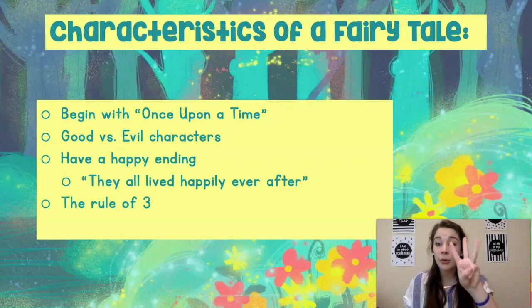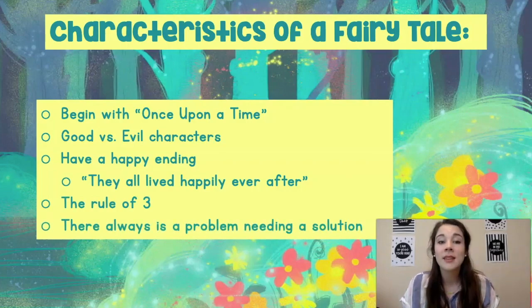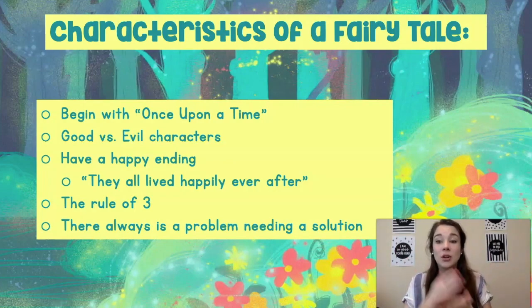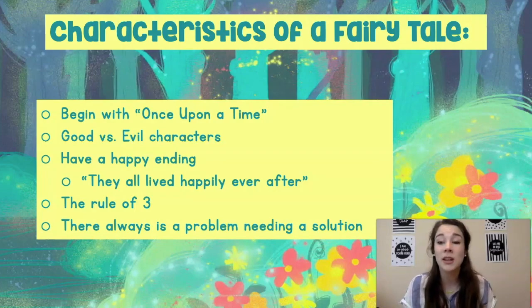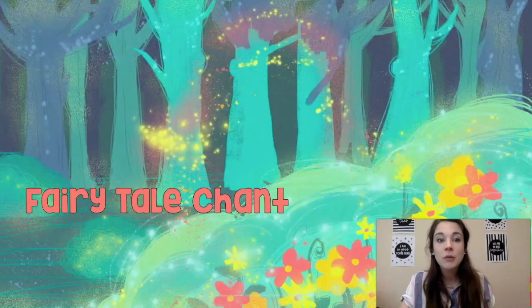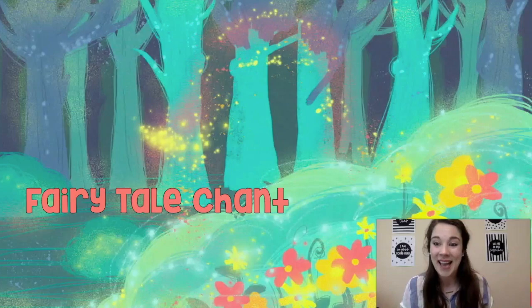Then they have the rule of three. And then the very last one is there's usually a problem that needs a solution. So there's a problem, and in the story they have to figure out how to fix the problem to have a good solution at the end that makes them live happily ever after. So those are the characteristics of a fairy tale that we will be looking for in every book we read this week. Before anything, I want us to go do our fairy tale chant. Do you remember our fairy tale chant that we did together? If you didn't, that's okay, because we're going to go watch a video and practice our fairy tale chants again.